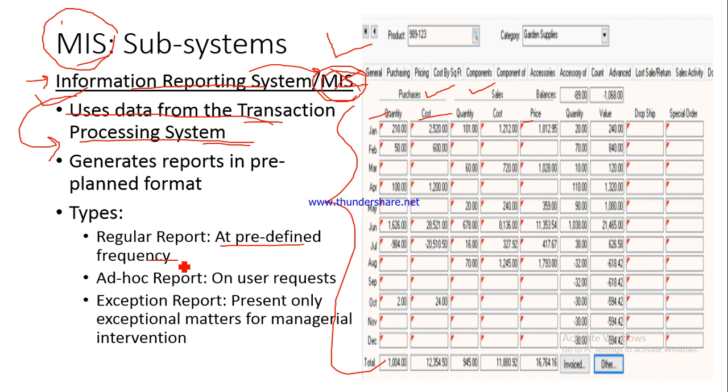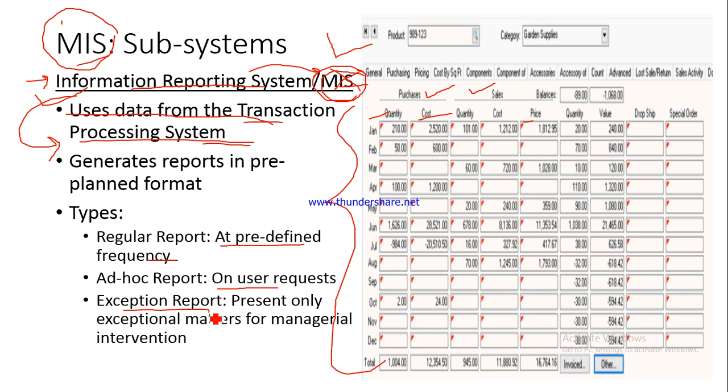Then we have got ad hoc reports. Ad hoc reports are once in a while, when the user requires these reports, then only these reports would get generated. So they would not get generated unless the user requests them. And then these are the exception reports. So another kind of reports are known as the exception reports. What will happen in an exception report?